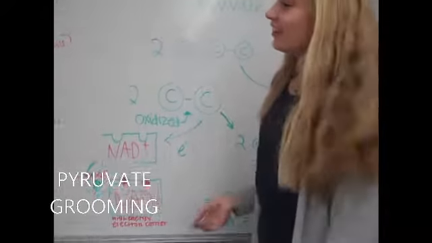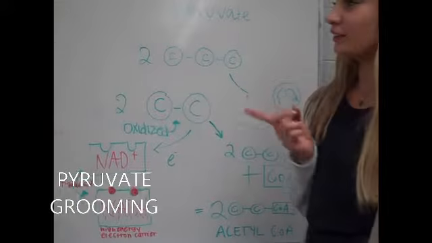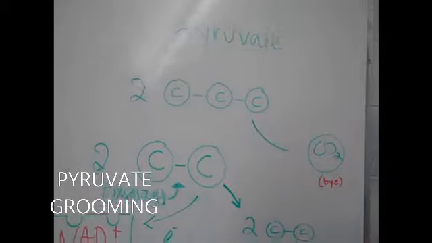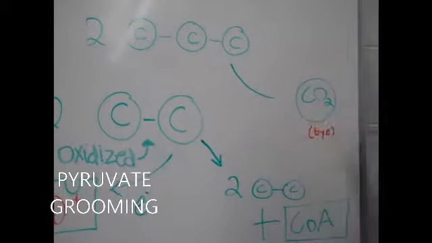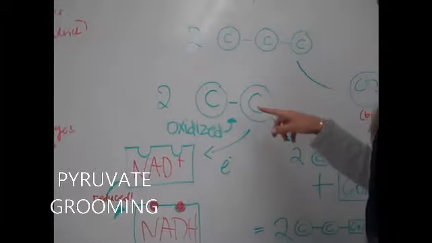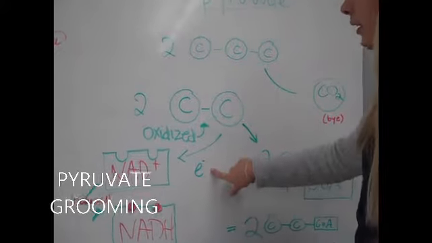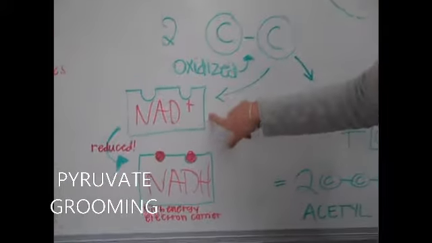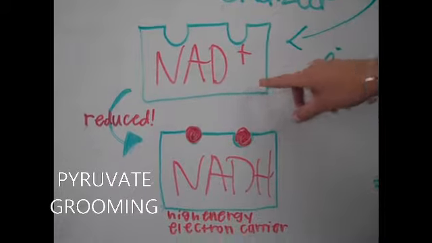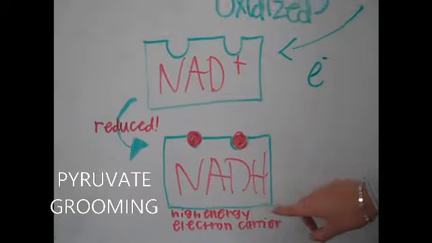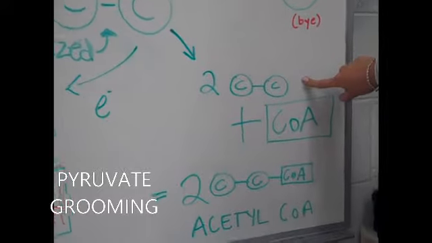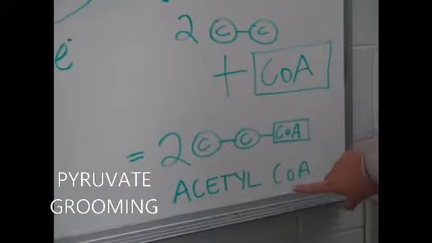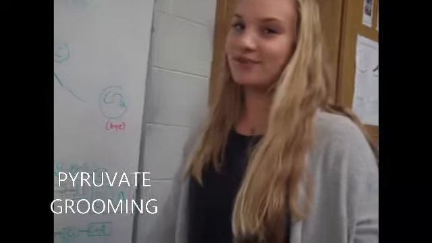Hello! So, glycolysis produces 2 pyruvate from 1 glucose. Each pyruvate undergoes a series of reactions called pyruvate grooming, which is in the mitochondria. The pyruvate loses a carbon molecule which goes somewhere. The leftover carbon compound is then oxidized by losing electrons, and then the electrons go to NAD+, which changes to NADH. The oxidized 2 carbon compound then attaches to coenzyme A, forming acetyl-CoA, which moves to the Krebs cycle.